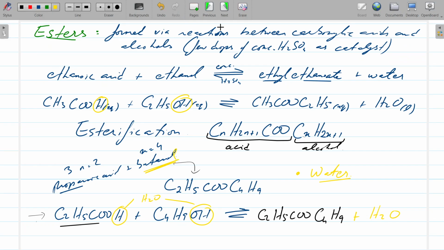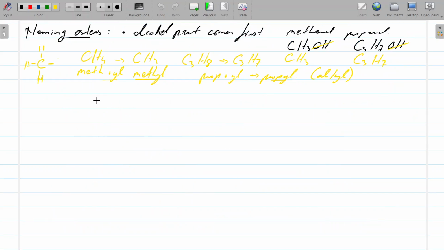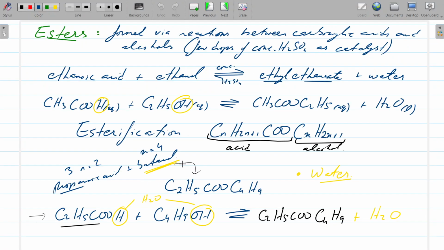And so how would that name be over here? Are you guys following? Yes. Right? So given this molecule that we've created over here, how would we name this? We had propanoic acid and butanol. In the name, the alcohol part comes first. So what are we going to take from butanol to put into the name of this ester?